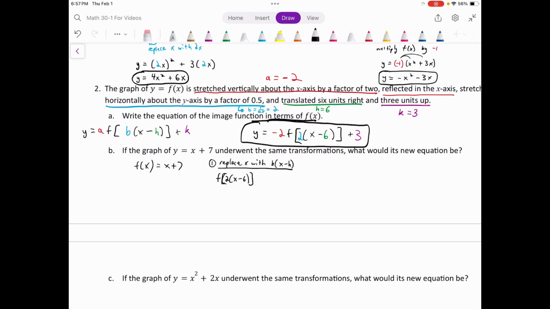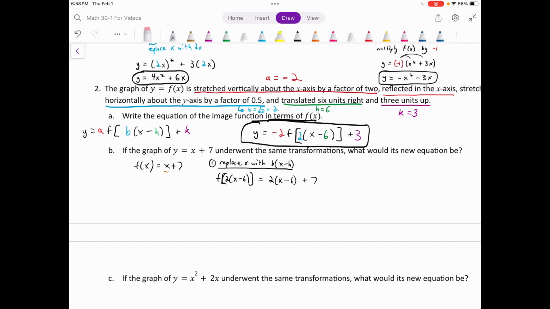Well, if f of x is x plus 7, what's f of 1? What would you do? You would replace x with 1, right? It's no different here. We want to find f of 2 times x minus 6. So what are we going to do? We're going to replace x with 2 times x minus 6. So I have x plus 7. Instead of that x, I'm going to replace it with 2 times x minus 6. All I've done there is replace x, and I still have to do the plus 7. So plus 7.